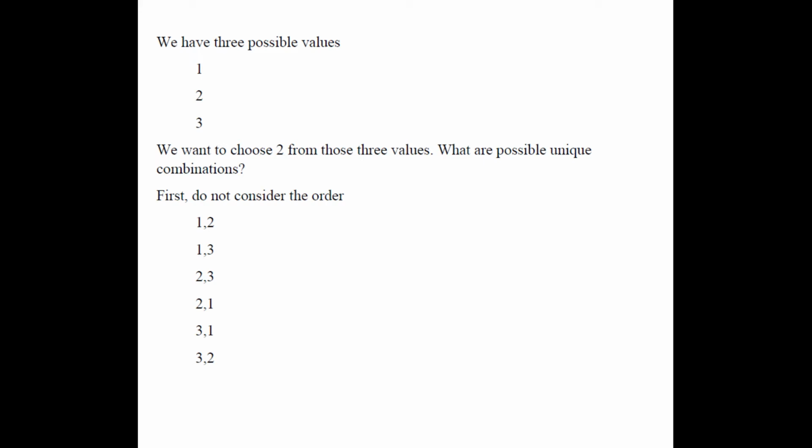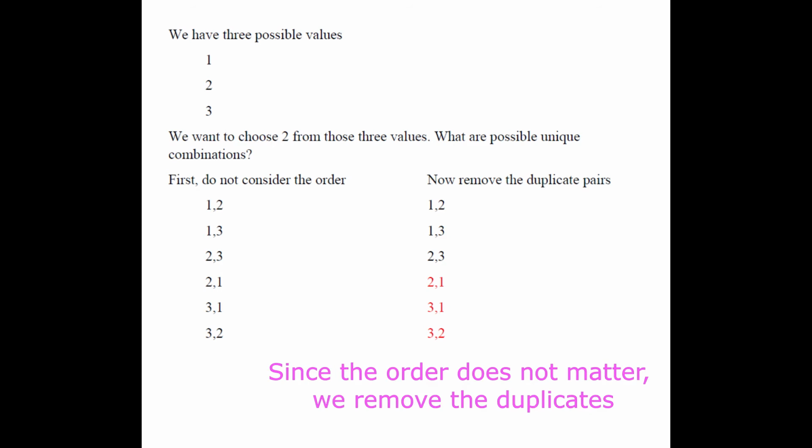The first pair is 1 and 2. So we randomly pick 1 and 2. Then the next possible outcome is 1 and 3. Also 2 and 3, 2 and 1, 3 and 1, and 3 and 2. Because order does not matter, okay? Then we consider order, okay?